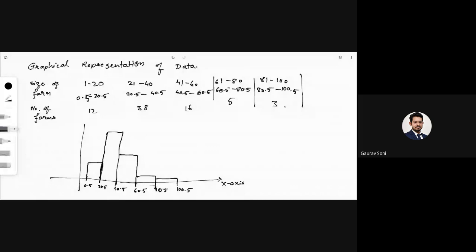So the most common way of representing data is the histogram. In many of the cases histogram is used, and it is very efficient to express the data, which is very understandable also. So I'll just write the definition here and the conditions which are to be followed whenever you are dealing with histogram.